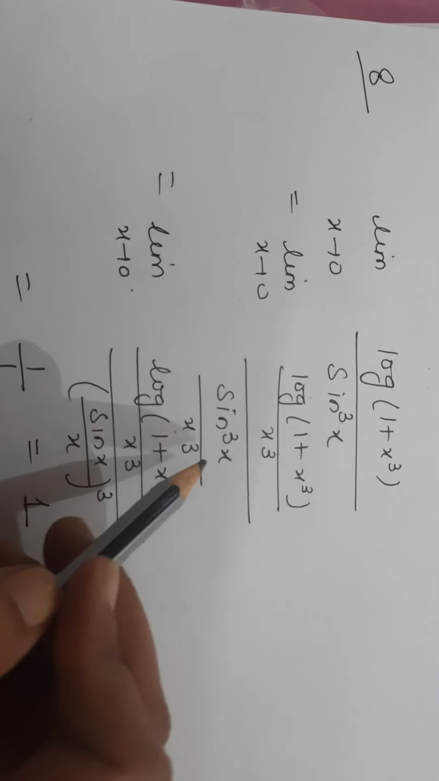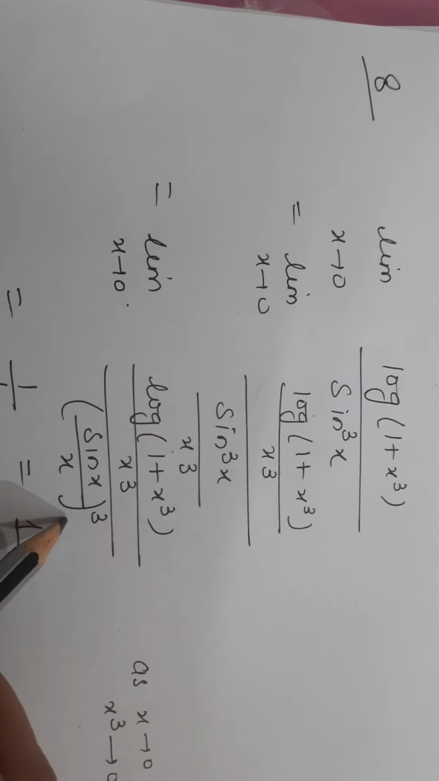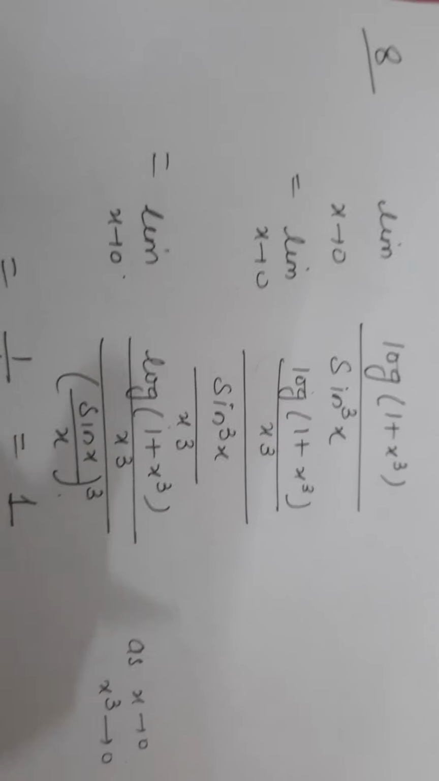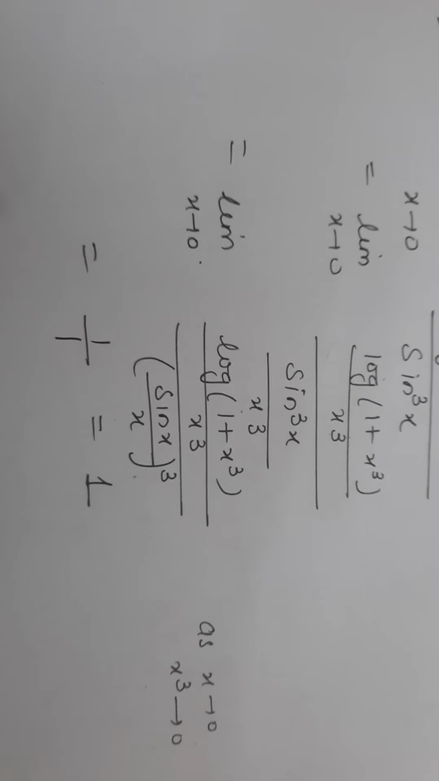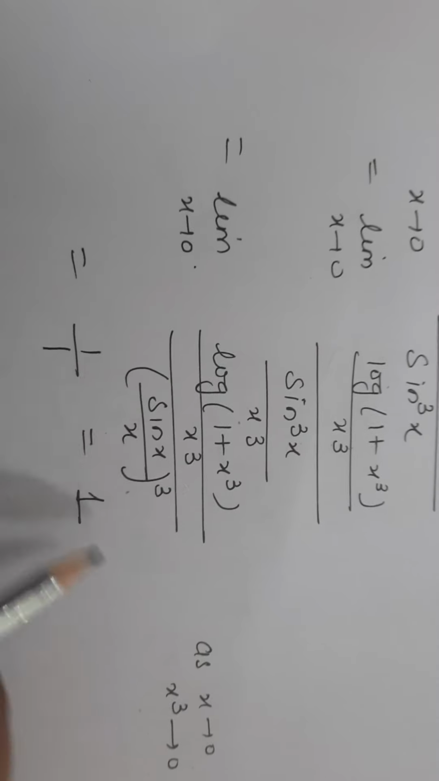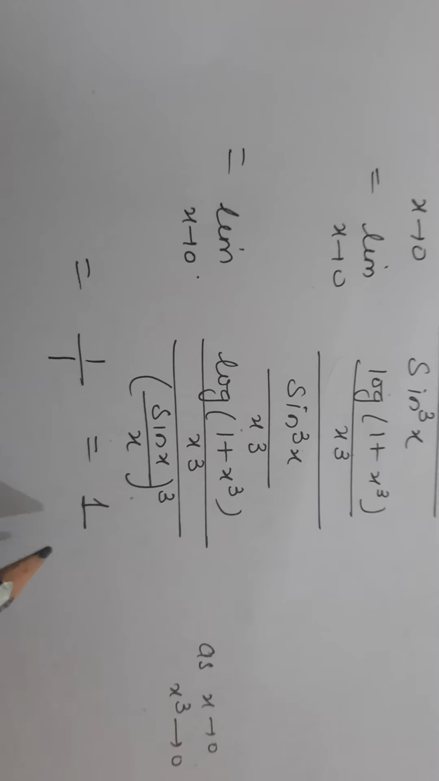Now the denominator can be written as (sin x/x) whole cube. We know that limit theta going to 0, sin theta/theta is always equal to 1. So this is also equal to 1. So 1 upon 1, your answer is 1.